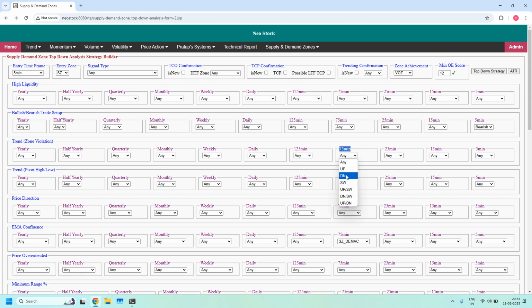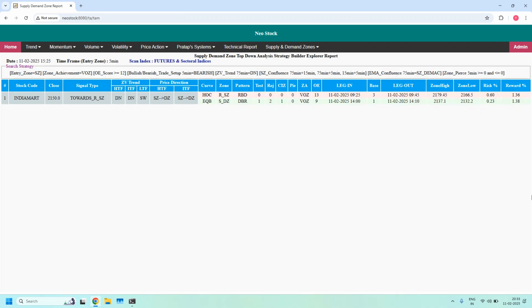It should be only downtrend because it is a bearish trade setup. With these filters, we got 1 stock. So this stock could be having even more high probability to get the success. This is about the bearish trade setup for hourly income trade.